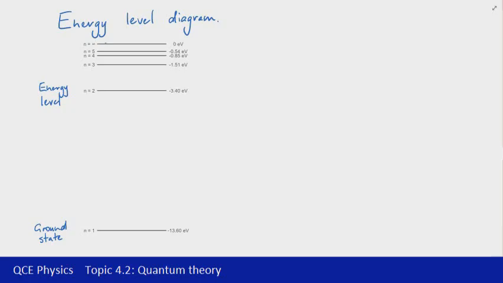On the right hand side, we have the energy in electron volts. You can see again down the bottom, negative 13.6 electron volts when n is equal to 1. You could substitute in the values for n being equal to 2, 3, 4, and 5 to calculate those values there, just to confirm that they are the correct values.